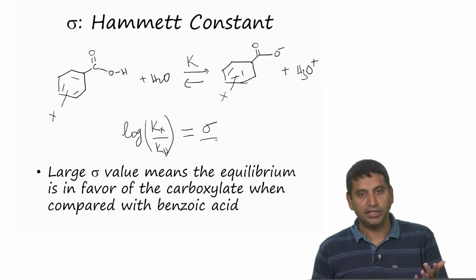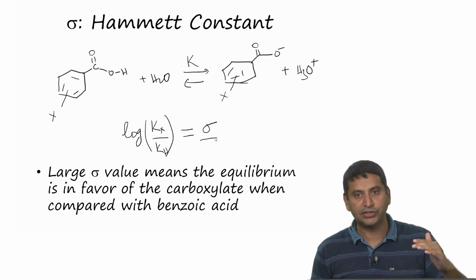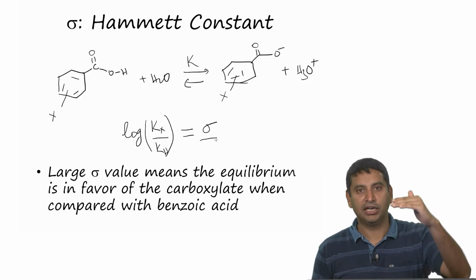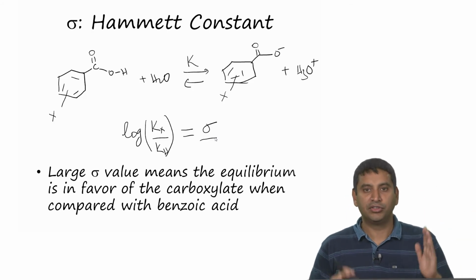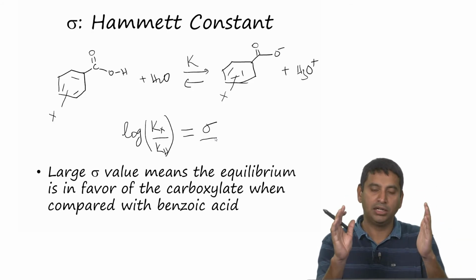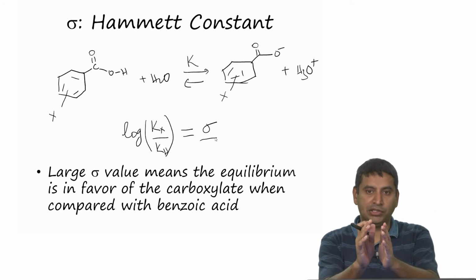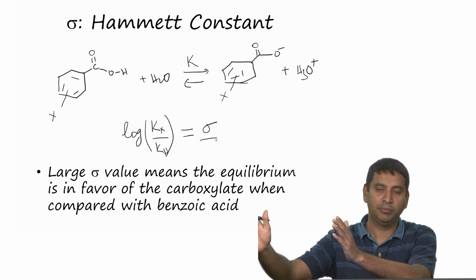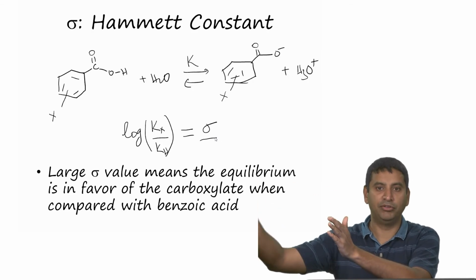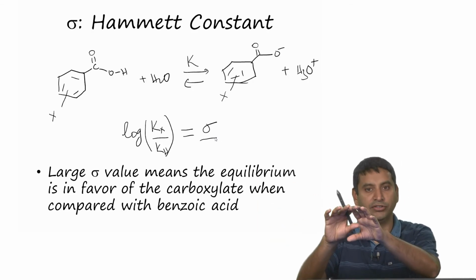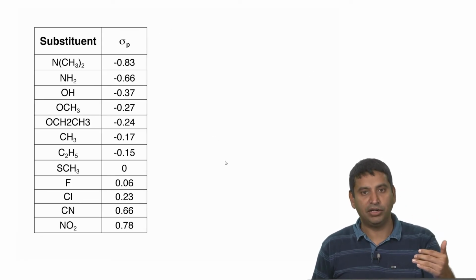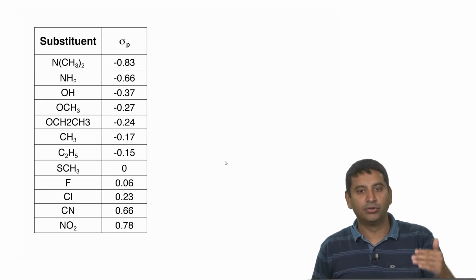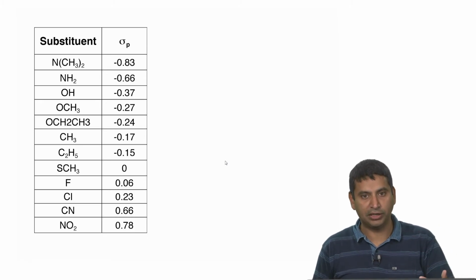Conversely, if we have a substituent which decreases the stability of the conjugate base, then log Kx by Kh would be lower, and in this case it can be negative. So, therefore, sigma is a measure of how well the substituent influences the position of the equilibrium of benzoic acid and benzoate, assuming that benzoic acid is the benchmark. Now, based on this, we can derive sigma values for various substituents. So, let us go through a few of them now for us to have a better understanding.